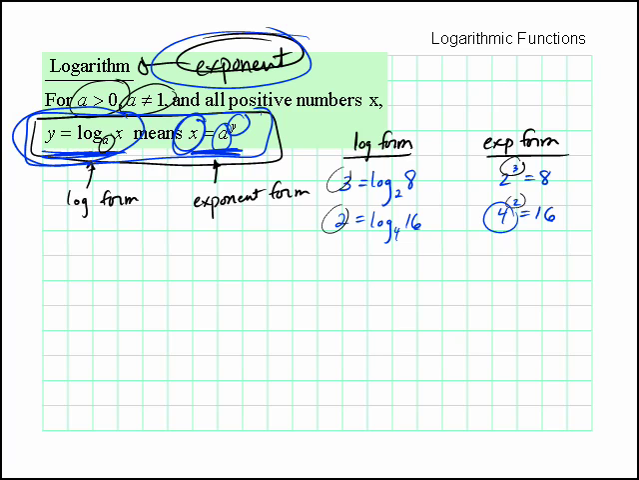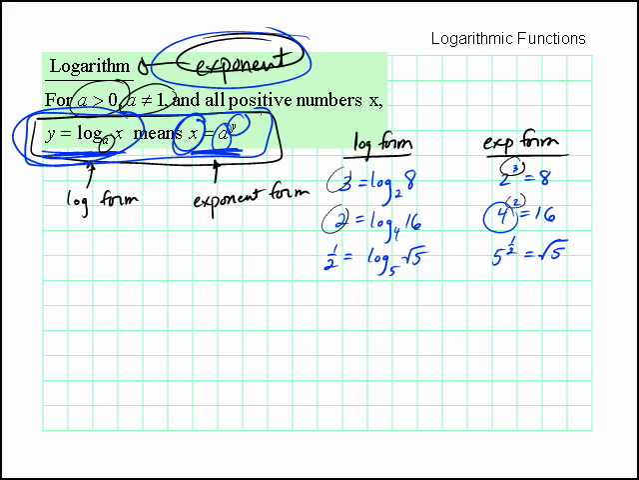Here's another one. 5 to the 1/2 power is the square root of 5. That's in exponent form. In log form, the exponent is 1/2, log base 5 of square root 5, and we've written it in logarithm form.